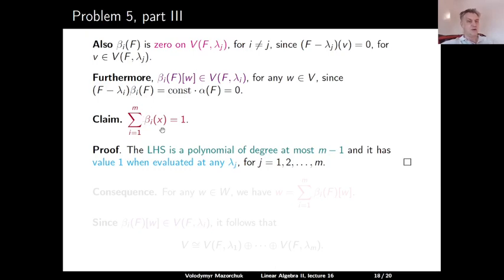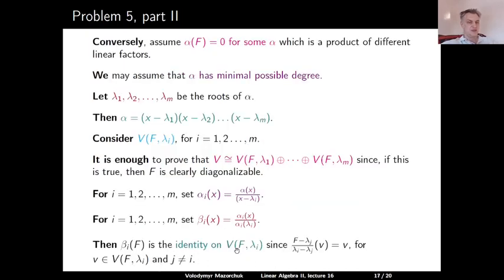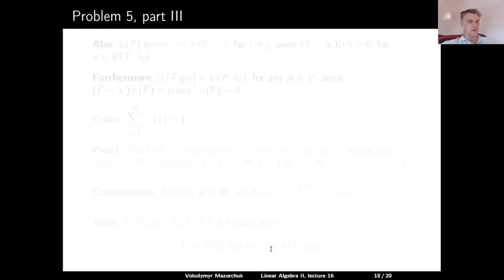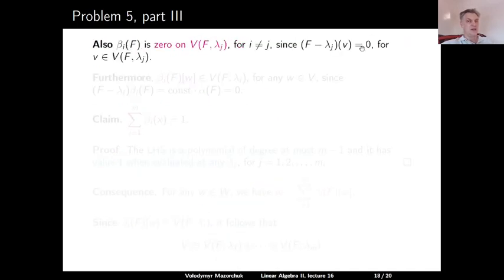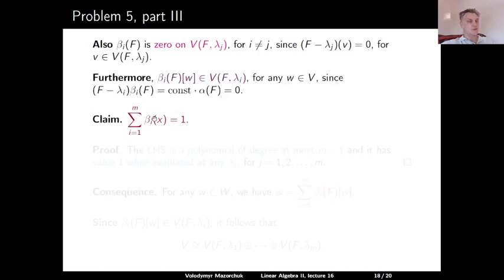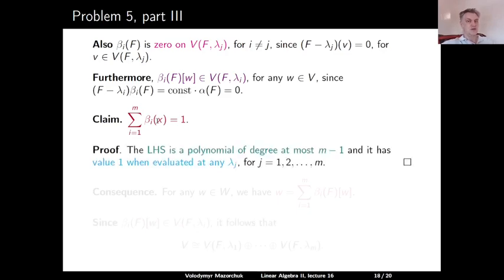At the same time, if we evaluate this sum at any point lambda j, where j is between 1 and m, then, because of our argumentation here, if we evaluate beta I at lambda I, we will get 1. If we evaluate beta I at lambda j, we will get 0. So the sum of all beta I's evaluates at 1 at each point lambda j. So we have a polynomial of degree at most m minus 1, which has value 1 at m different points. So this polynomial must be the constant polynomial 1, because there is only one polynomial with that property, and the polynomial 1 has that property.